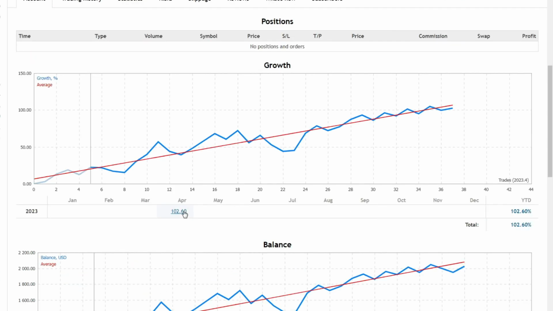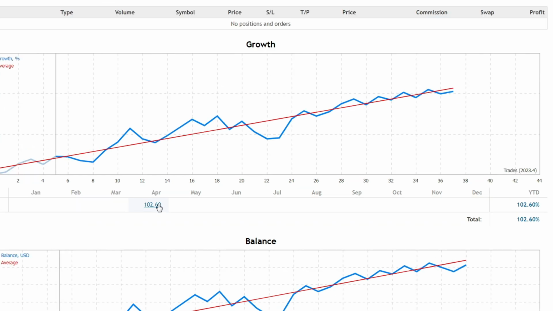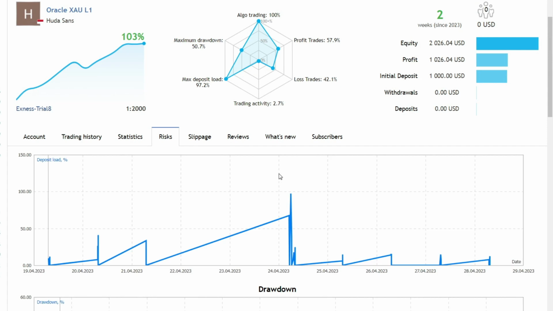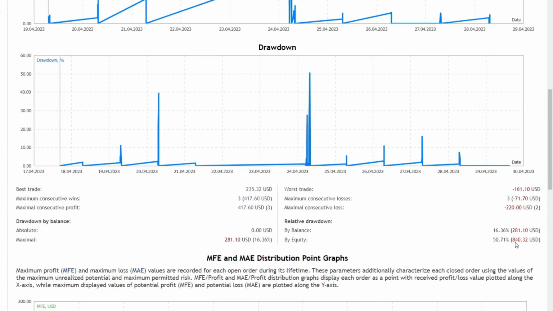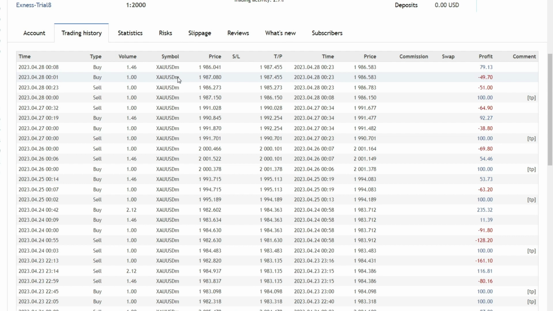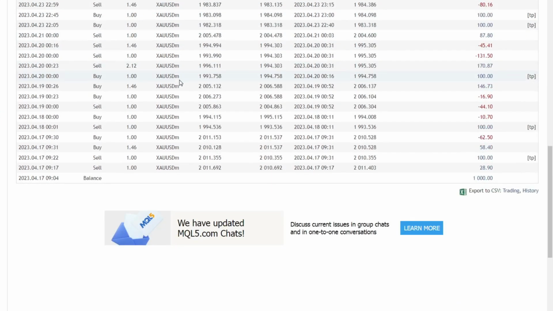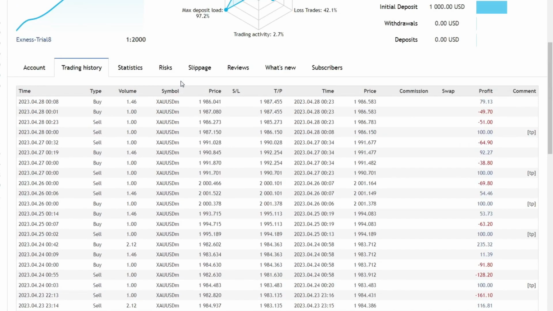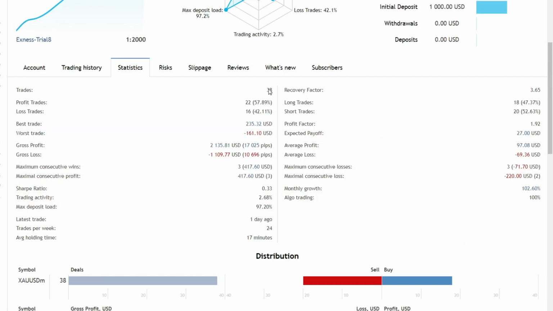Information on growth. I started trading in April, and the profit obtained has exceeded 100%. Risk information. The drawdown of more than 50% when nominalized in USD is $840.32 USD. Trading history information. I only run trading in the USD gold market. Statistical information. The total trades that occurred during these 2 weeks were only 38 transactions, with an average trading time of 17 minutes. The total trading per week ranges from 24 transactions with a profit factor of 1.92. The profit ratio is 57.89%.